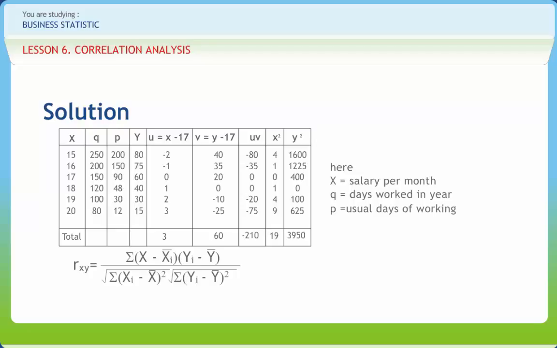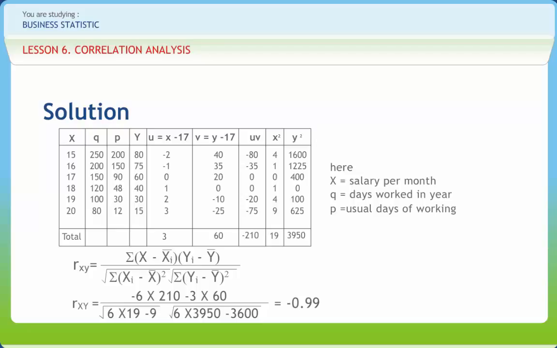Also calculate the square of each element of x minus x bar and y minus y bar. Also calculate multiplication of x minus x bar and y minus y bar. Put all values in the formula and calculate correlation, which equals minus 0.99.